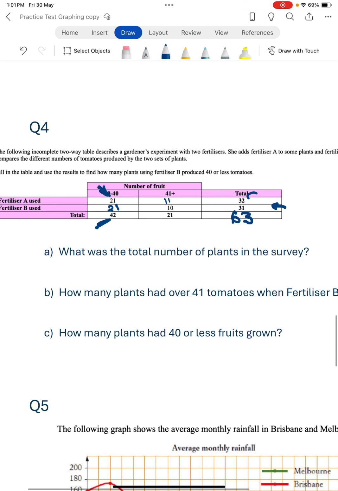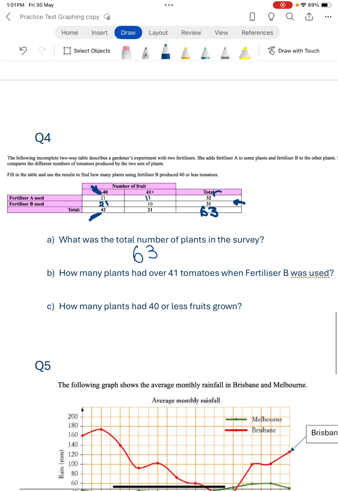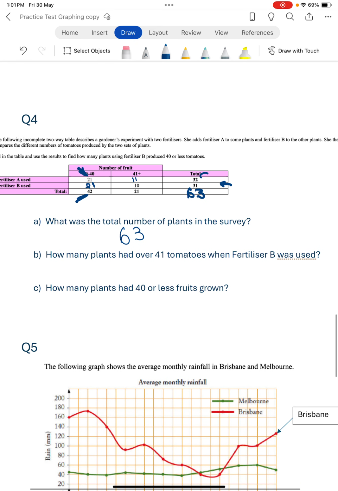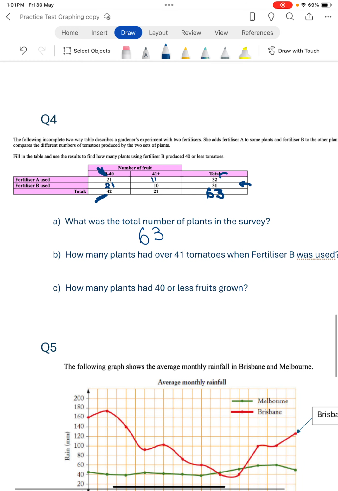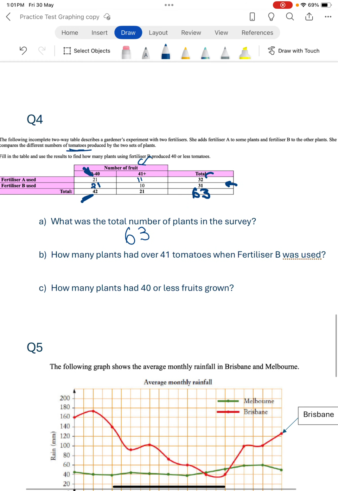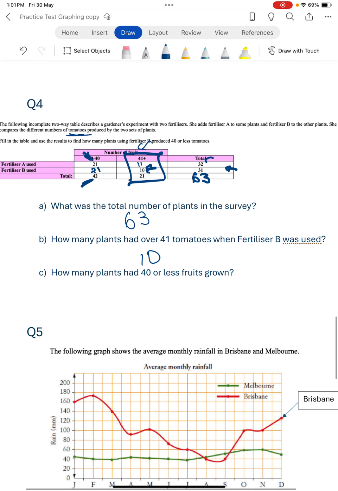All right. Answering the questions. Part A, what was the total number of plants on the survey? It was 63. How many plants had over 41 tomatoes when fertilizer B was used? So when it says tomatoes, you can see that they are the fruit that it's referring to. So over 41, we're looking in this category here. And then fertilizer B is the second row, so we're looking at this number 10 here. So there was 10. How many plants had 40 or less fruits grown? That is this category here, and we can see its total was 42.